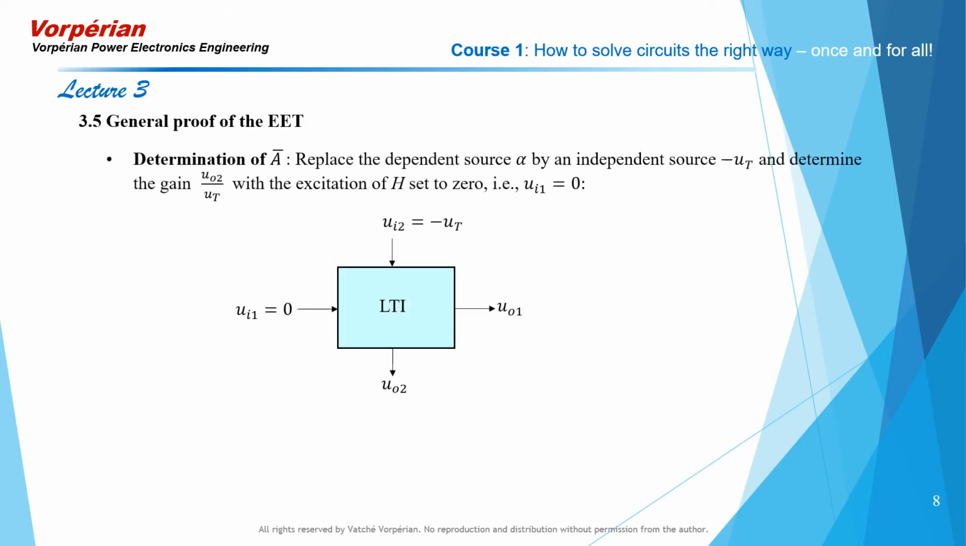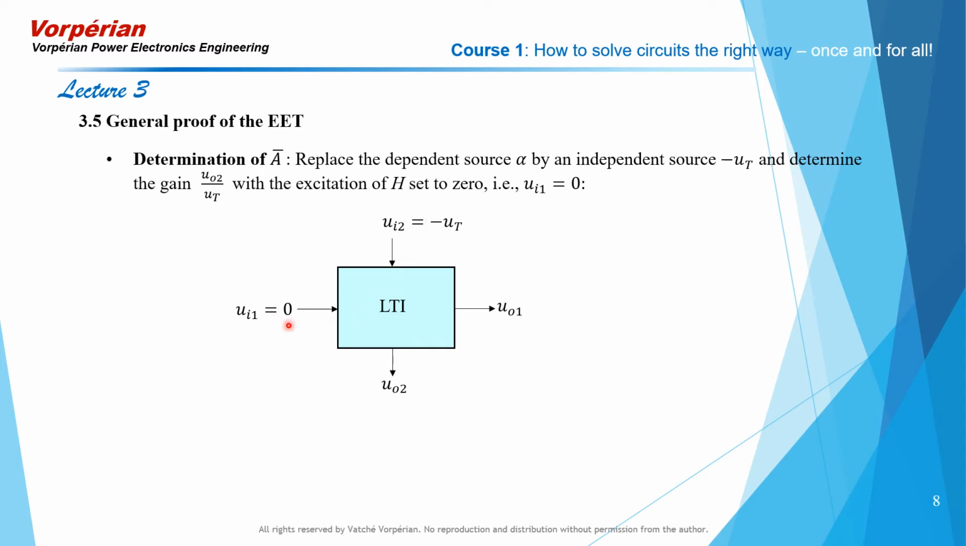Let's move on to the next one, which is the Roman a bar, the inverse gain with respect to alpha, the extra element gain. It says to determine a bar, what you have to do is go into your linear time invariant circuit and replace the dependent source, the dependent excitation that you have here. You have to replace it with an independent version of it with a minus sign in front of it. A minus sign in front of it essentially means change the direction of the excitation. And set input 1 equal to 0.